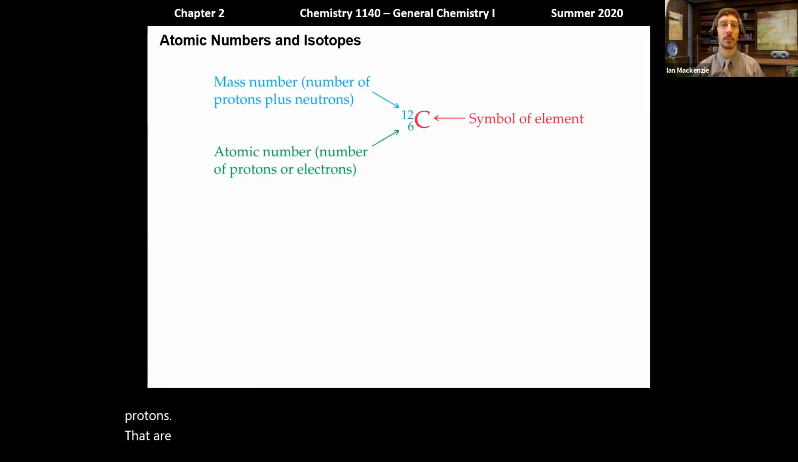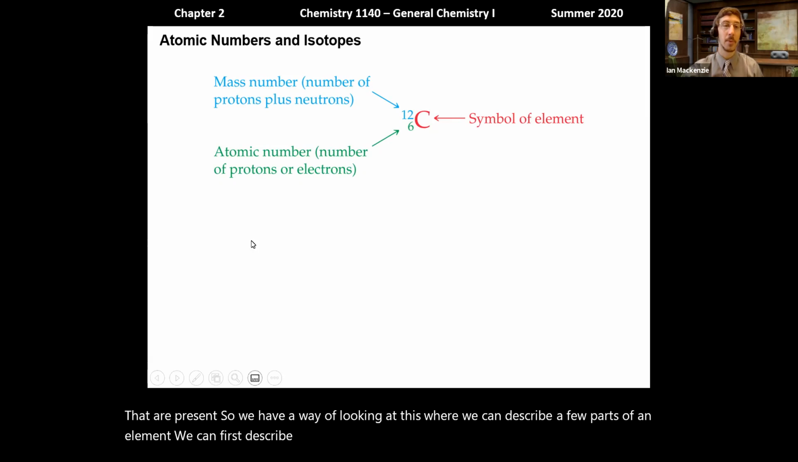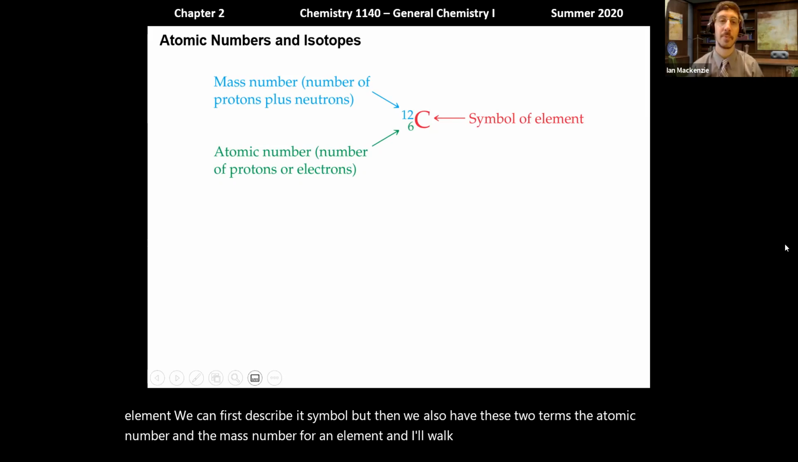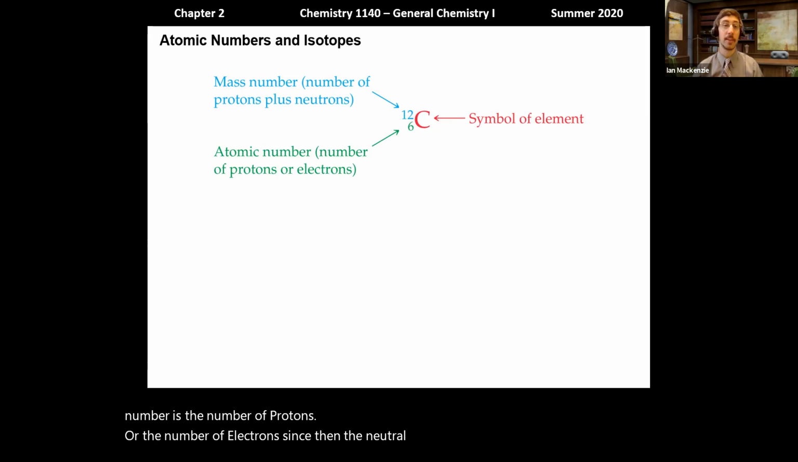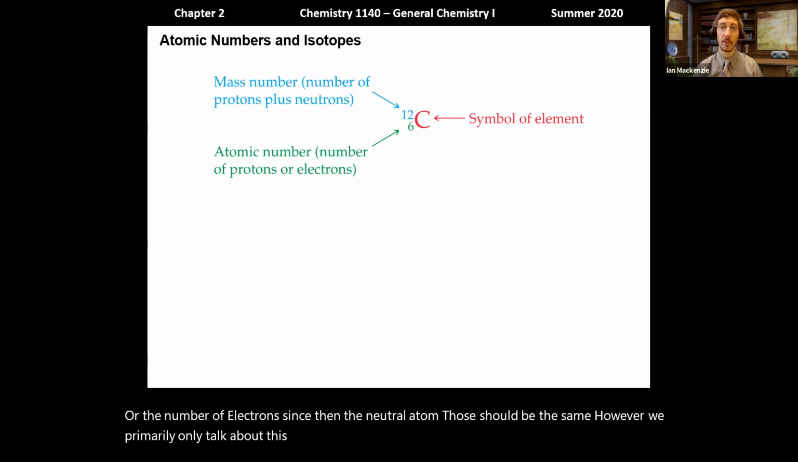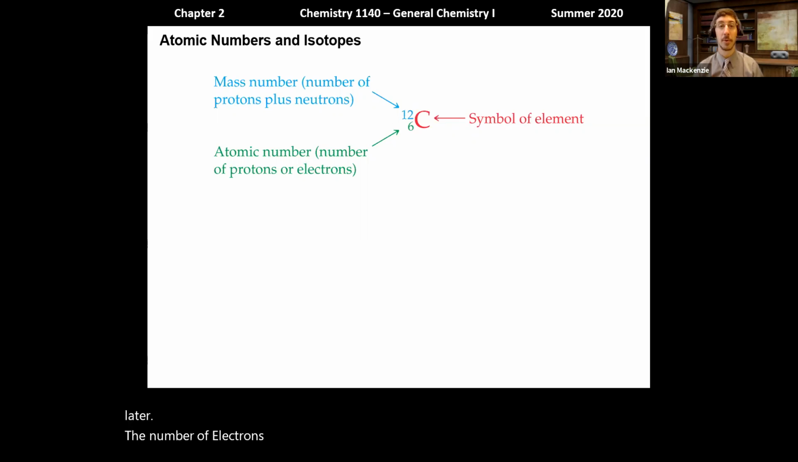We have a way of looking at this where we can describe a few parts of an element. We can first describe its symbol, but then we also have these two terms, the atomic number and the mass number for an element. And I'll walk through those briefly. The atomic number is the number of protons or the number of electrons, since in the neutral atom, those should be the same. However, we primarily only talk about this as being the number of protons because in ions, as we'll talk about later, the number of electrons does not always equal the number of protons.